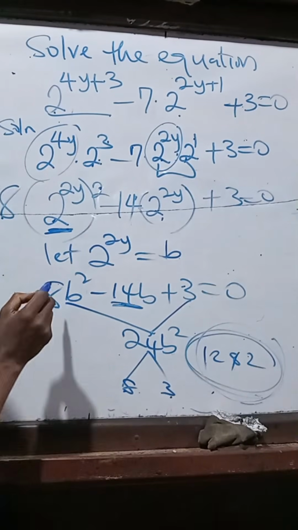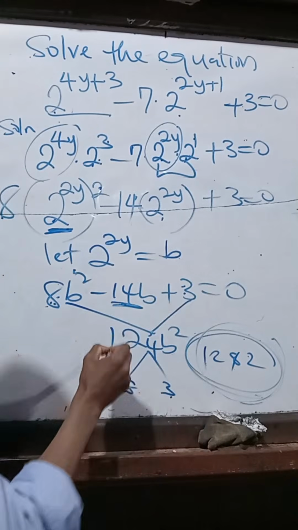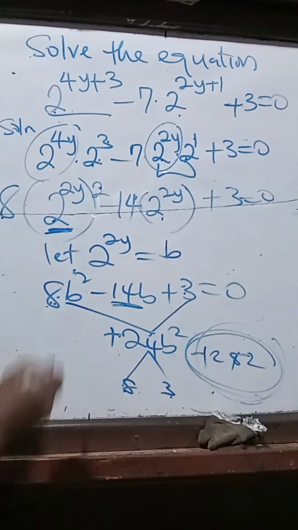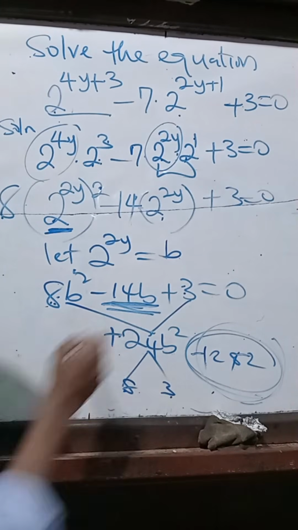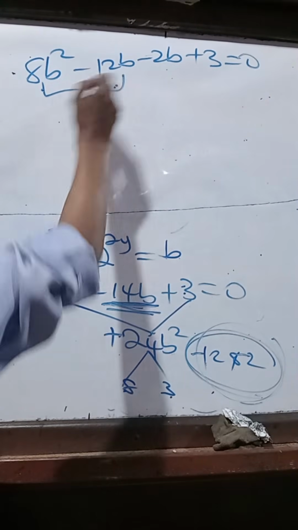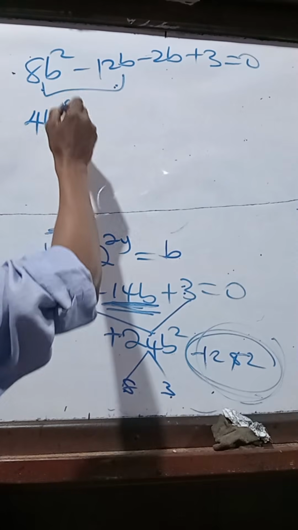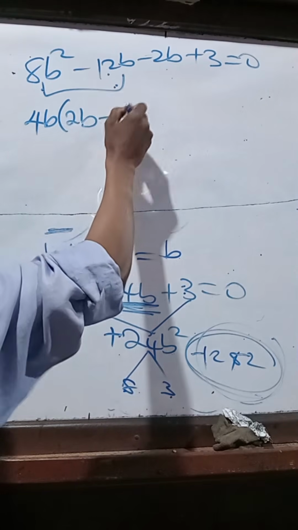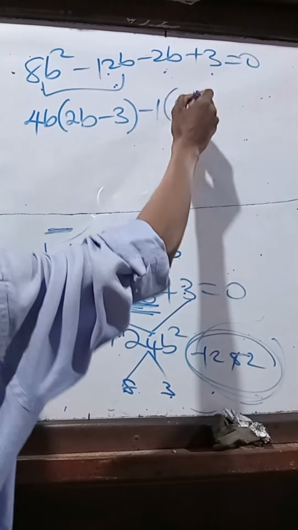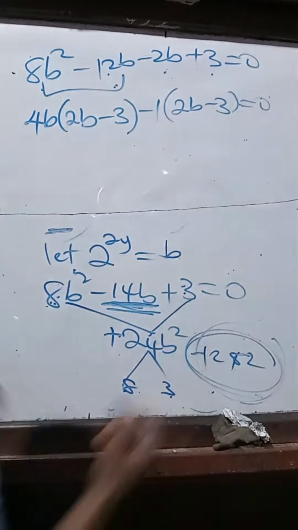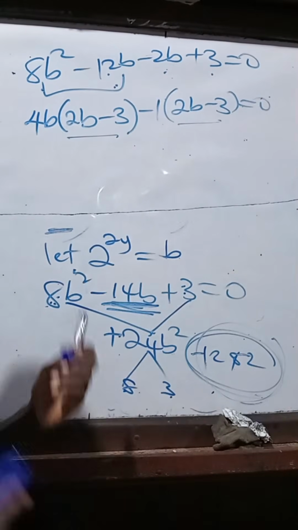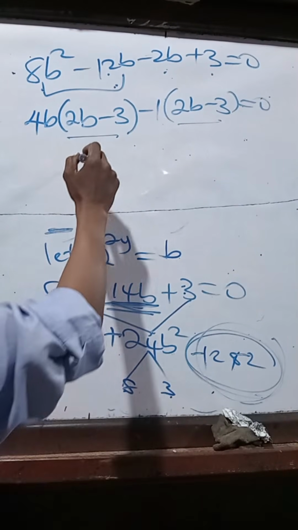But don't forget, this one, 8b squared times 3, is plus. So this will be minus 12 minus 2, so it will replace the center term there. The common factor here is 4b, and that'll be 2b here. Here we have 3. Here and here, minus 1 is a factor. That'll be 2b minus 3. And one thing you have to note is that anytime you factorize, this and this must be equal to each other.